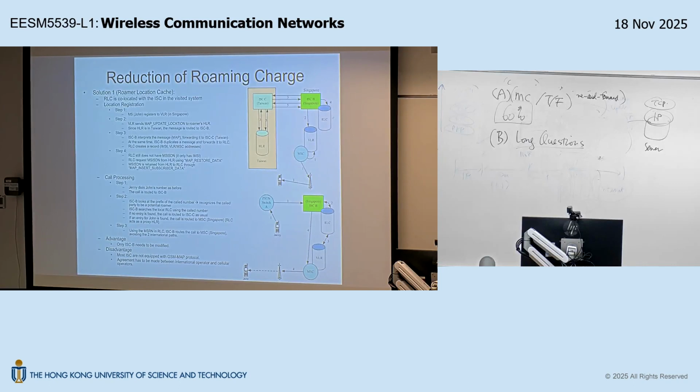So after registration, the dynamic record exists in Singapore's visiting location register. The permanent record exists in two places: in the roamer location cache in Singapore and also the home location register in Taiwan. Now, when Jenny makes a call to John, the call is, in the same way, a Taiwan international number. So the Taiwan number is routed to the international carrier in the Singapore network.